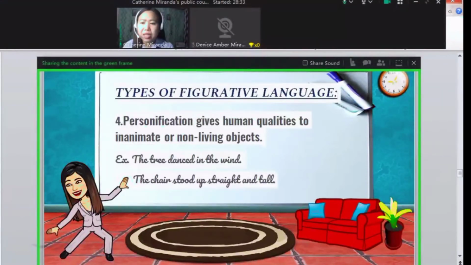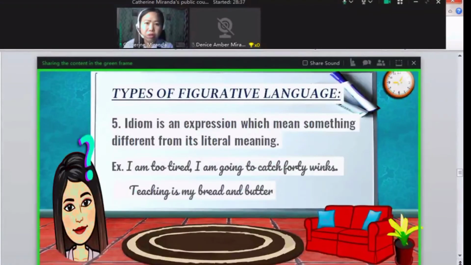Okay, next, the fifth type of figurative language is what we call the idioms or the idiomatic expressions. These are statements which mean something different from its literal meaning. Okay, so we have here examples. "I am too tired. I am going to catch 40 winks." So the phrase catching 40 winks is an example of an idiomatic expression.